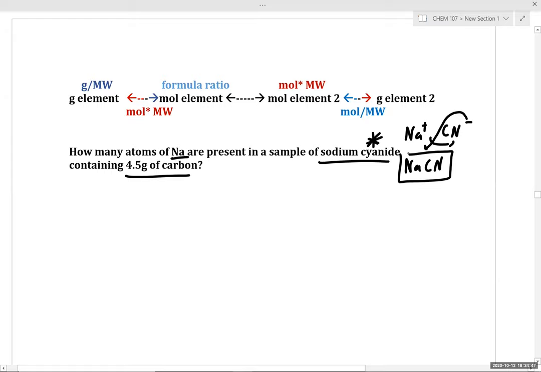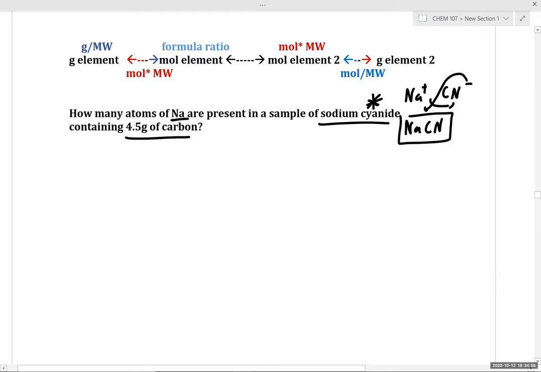So now that we have our formula established, I'd like everyone to take a moment and complete the following unit conversion. This time we're figuring out the atoms of sodium given the grams of carbon. So let's take about 4 minutes to work through this example, and then we'll discuss momentarily.